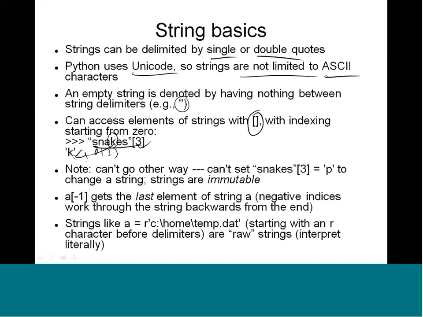And then the other thing is that even strings are immutable. We saw this for the variables. Variables are immutable in the sense that we cannot change the value of the variables. Here it's the same thing. The strings are immutable, so you cannot assign to snake[3] a p and expect it to work, because snake[3] is always going to be k.